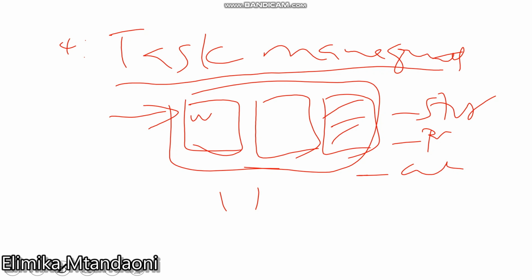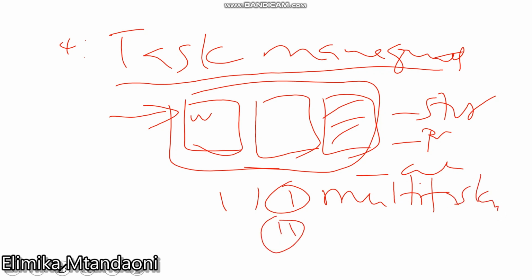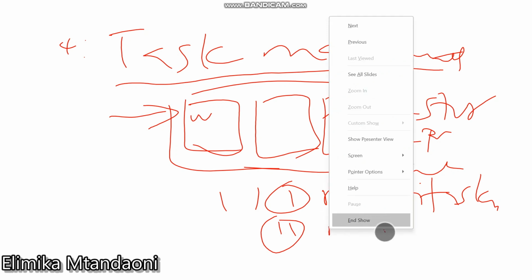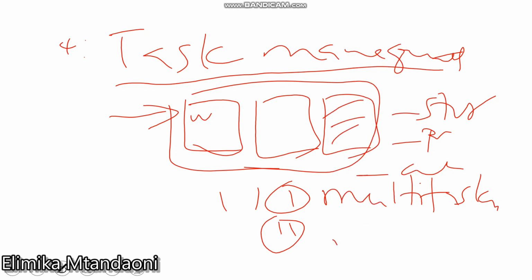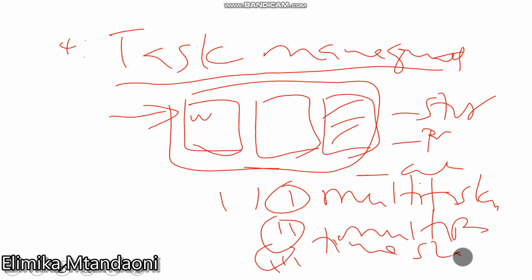Among the ways that the operating system manages tasks in order to run more efficiently, one is what we call multitasking. So that is one way it manages tasks, through multitasking. Another way is through multiprogramming. Another way is through time sharing. And lastly, it is through multiprocessing.